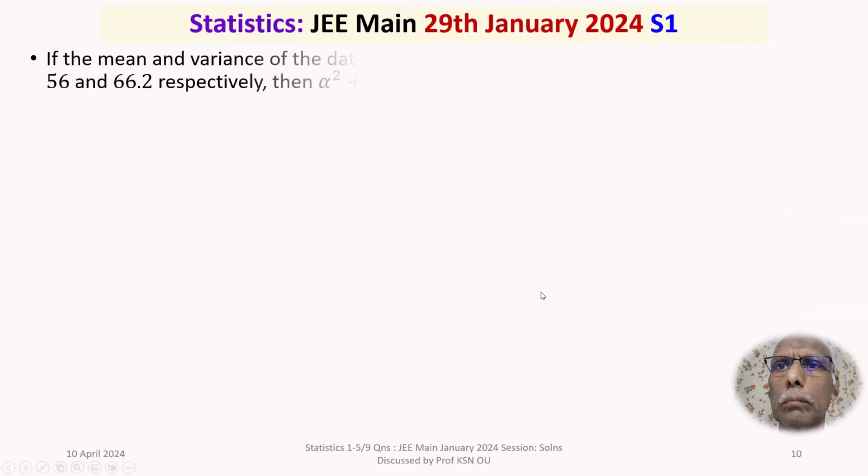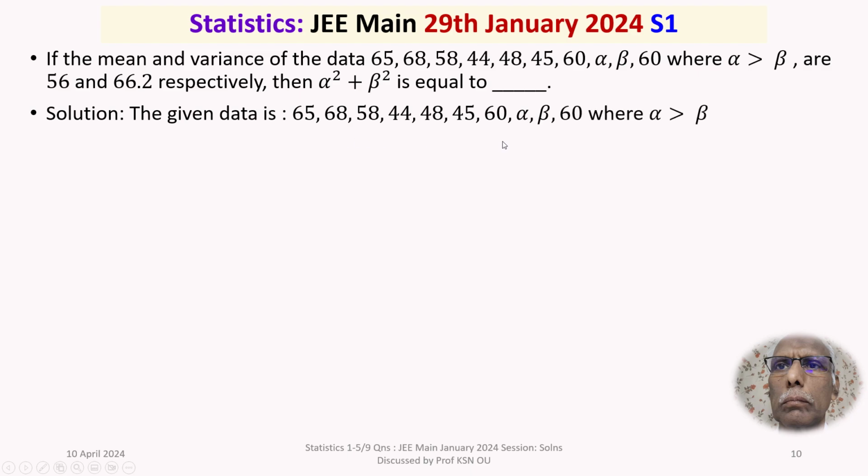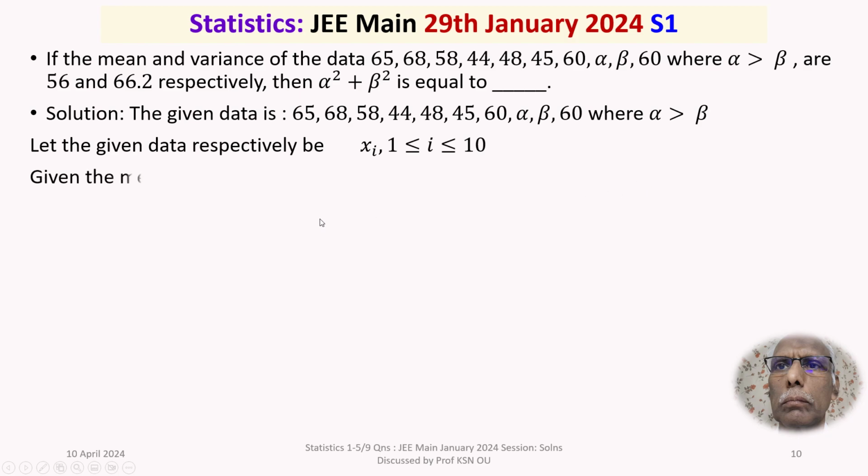Let's now discuss the solution of the problem in detail. The given data is this one, with alpha, beta, 60, where alpha is greater than beta. Let the given data respectively be, how many of these? These are 10 in number. Let them be xi, 1 less than or equal to i less than or equal to 10 respectively, let's say that. So given the mean of the data is x bar is equal to 56.